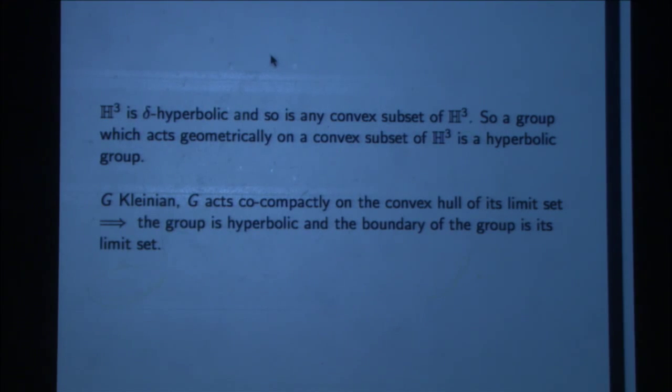Okay, so H3 is delta hyperbolic, and so is any convex subset of H3, right? Because if I have three points, the triangle between those three points will be in that convex subset, and it'll be delta hyperbolic. So a group which acts geometrically on a convex subset of H3 is a hyperbolic group. These are often known as convex co-compact Kleinian groups, and they are delta hyperbolic in the group theoretic sense. And the boundary of the group is exactly its limit set, the traditional limit set in Kleinian groups.